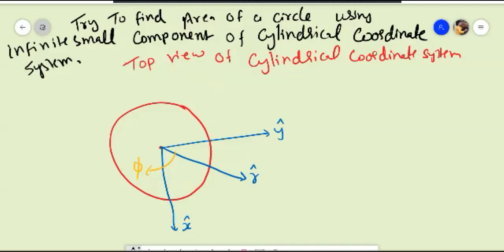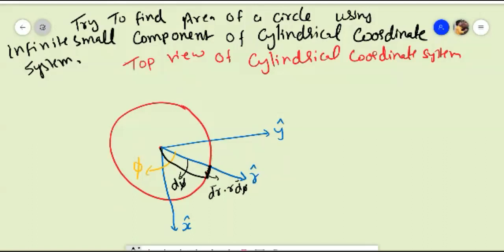Okay, and we can just assume that there is a point P here, and it has moved here. The angle is given by d phi. The distance of movement is given by dr, and r d phi. So we will try to find the area of this small element, and if we find the area of this small element, then we can integrate.